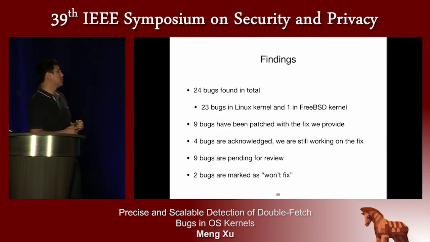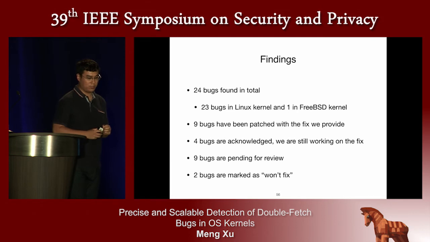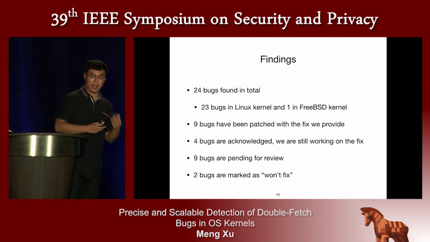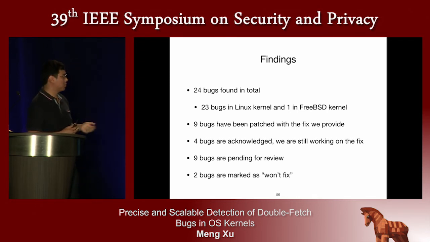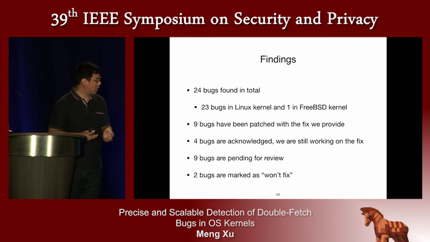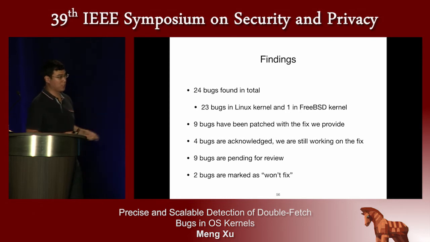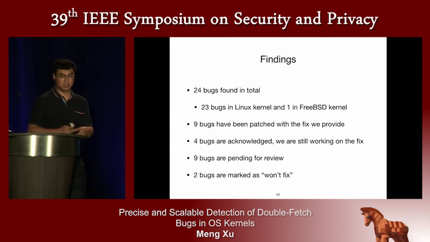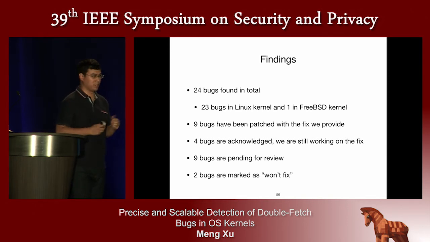So, findings. We found 24 bugs in the kernel in total: 23 in Linux and 1 in FreeBSD. Nine bugs have been fixed with the patches we provided, and 4 bugs are acknowledged, but a patch is not easy to provide, and we are still working on a fix. There are 9 bugs pending review, and 2 bugs marked as won't fix. One of them is actually a confirmed double fetch bug, but the developer thinks there is no serious security issue in it, so they said let's just ignore it for now.